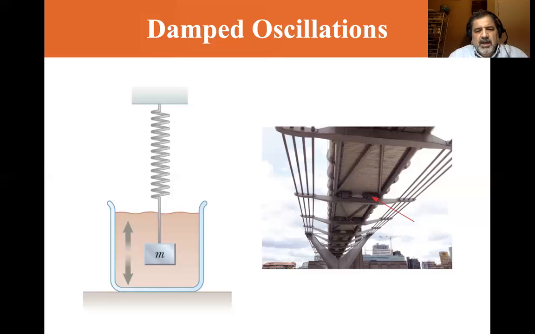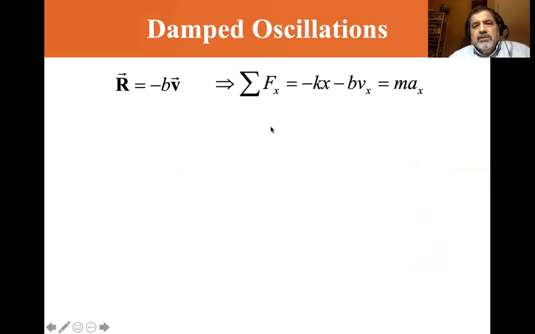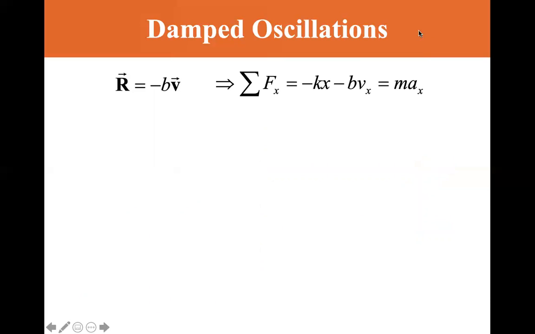So you have damping in your car. I mean, if your shock absorbers ever run out, your car will oscillate after going over a bump, and you want to reduce that. So we're going to talk about damped oscillation. The resistive force is equal to minus b times the velocity. This is a throwback to chapter 6. And so the force, Fx, is equal to minus kx, that's just the restoring force from a spring, minus b vx, velocity. And that's equal to mass times acceleration.